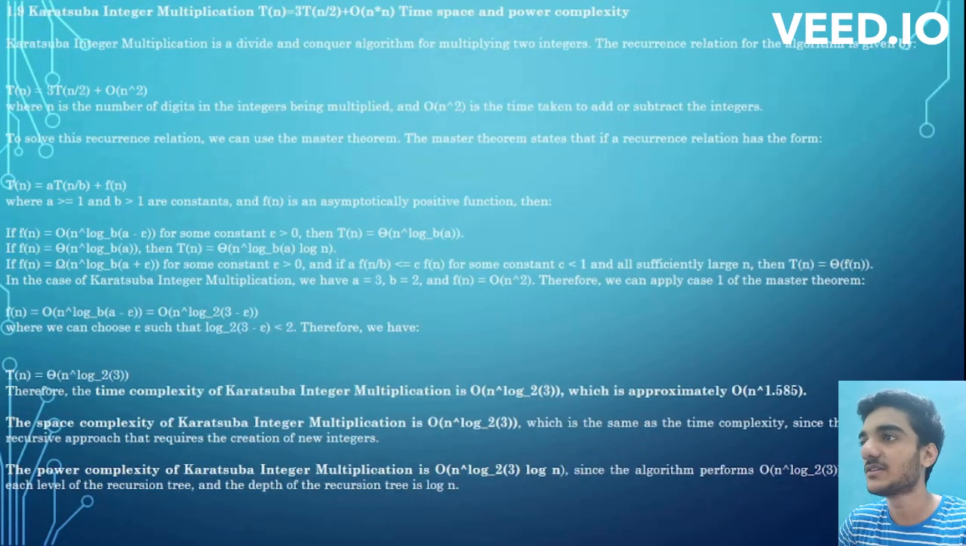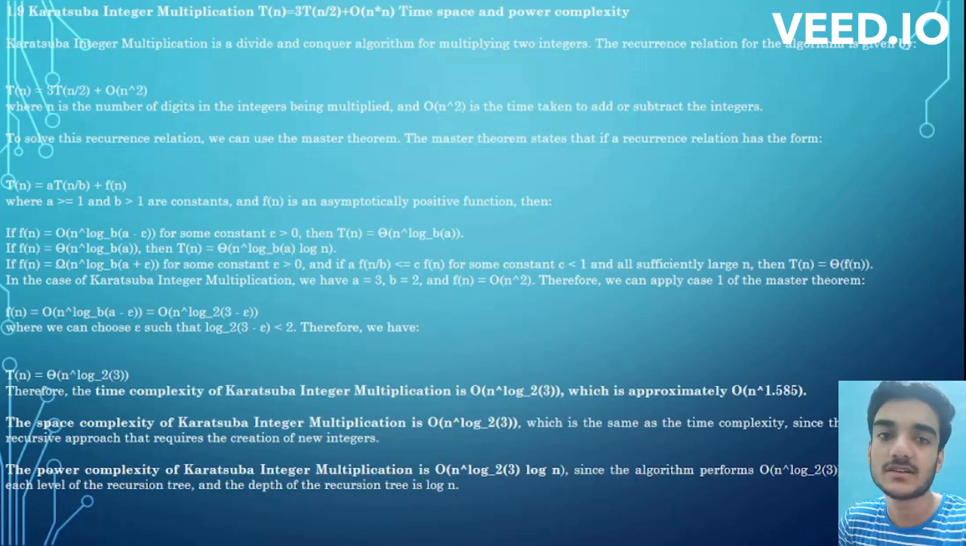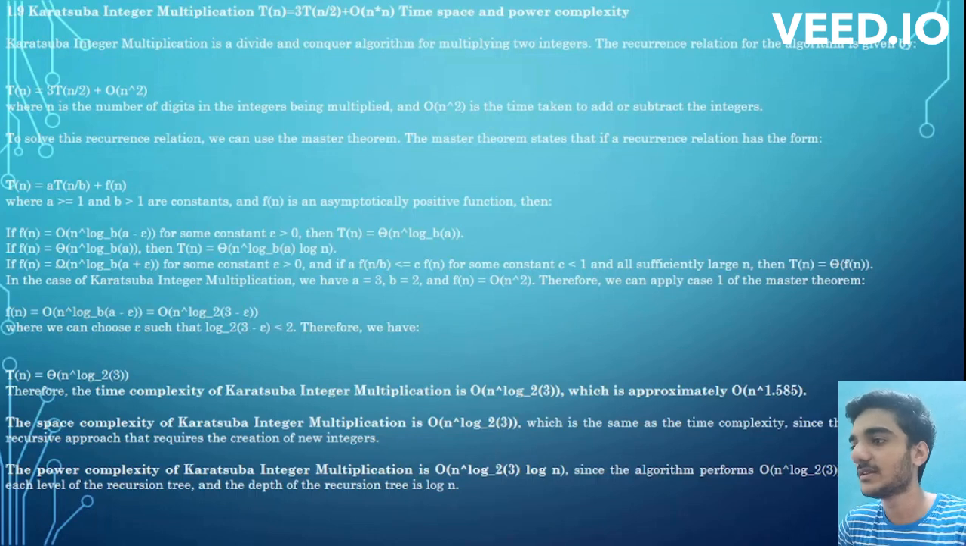Karatsuba integer multiplication is used to multiply larger integers, and the recurrence relation for it will be T(n) = 3T(n/2) + O(n), which can be solved using Master's theorem. And the space complexity of Karatsuba integer multiplication is n^(log base 2 of 3), which is the same as the time complexity since the algorithm uses a recursive approach that requires the creation of new integers. And the power complexity of Karatsuba integer multiplication is O(n^(log base 2 of 3) log n).